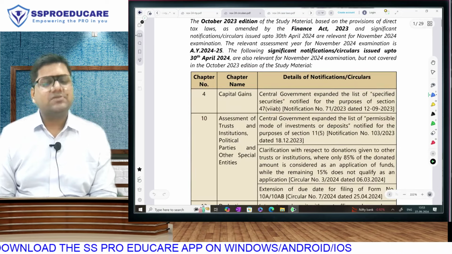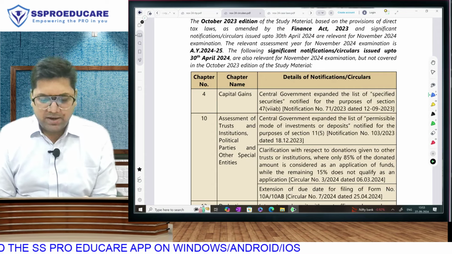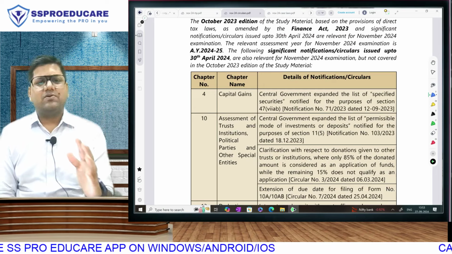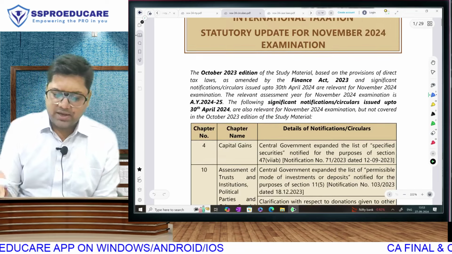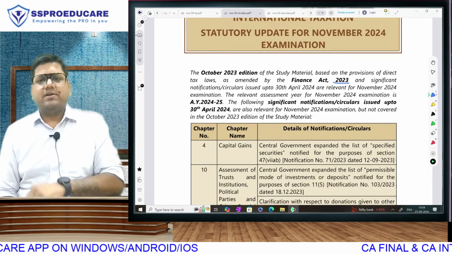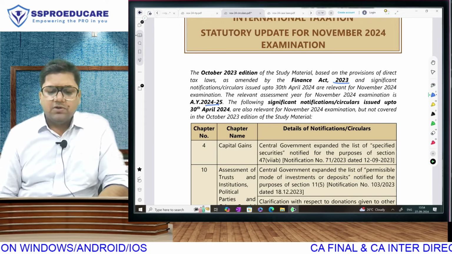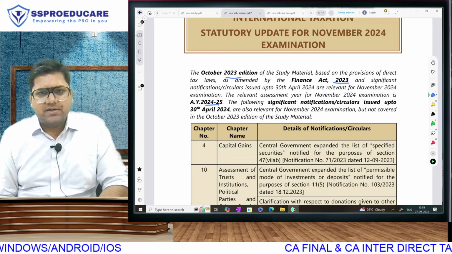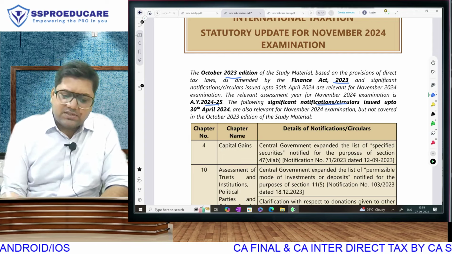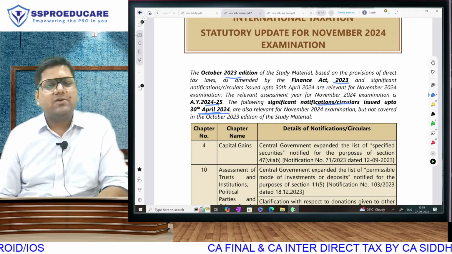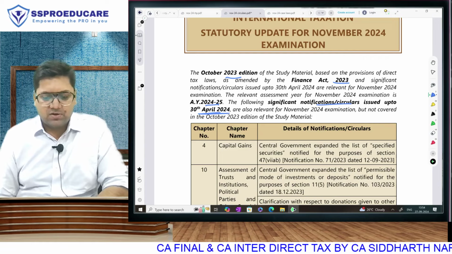The statutory update is roughly a 29-page document. What they have done is all the circulars and notifications up to the 30th of April have been incorporated. As you are aware, Finance Act 2023 is applicable for your attempt, previous year 23-24, assessment year 24-25, and that was the last study material edition released by ICAI. However, all the circulars and notifications issued up to 30th April 24, which were obviously not covered in that previous study material, are also a part of your syllabus.